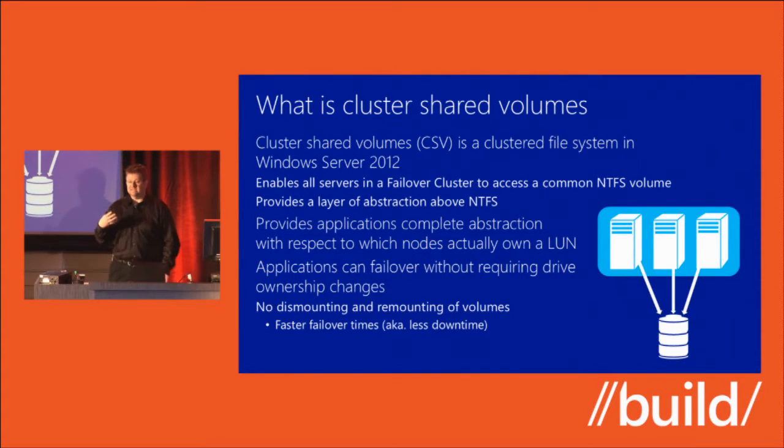Some of the value of this is that all nodes have access to a LUN. So in the past, the LUN was the smallest unit of failover, which meant that if you wanted to fail over an application, you had to fail over the disk. And that meant dismounting the file system and mounting it on the other side. And that took a little longer for failover. And you had to create one LUN for each instance of the application.